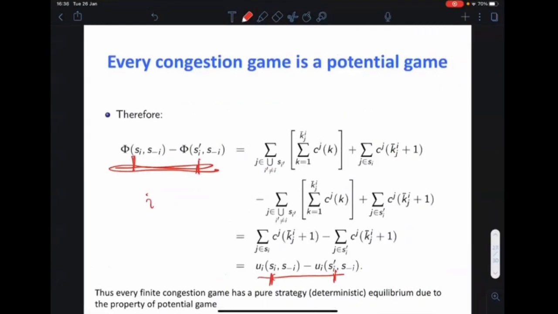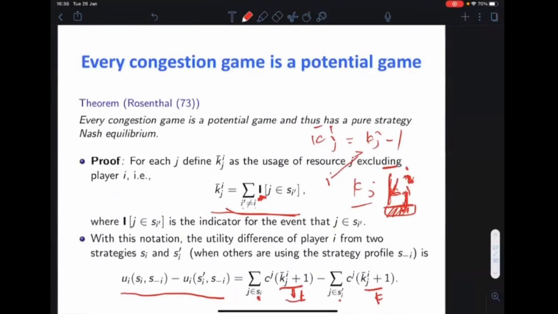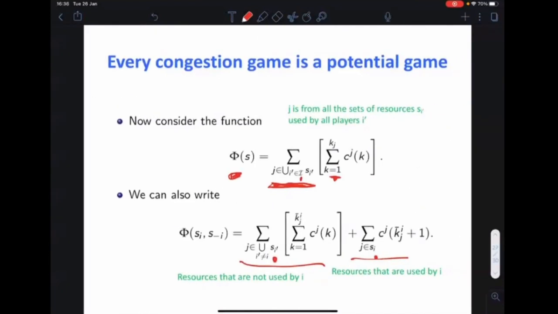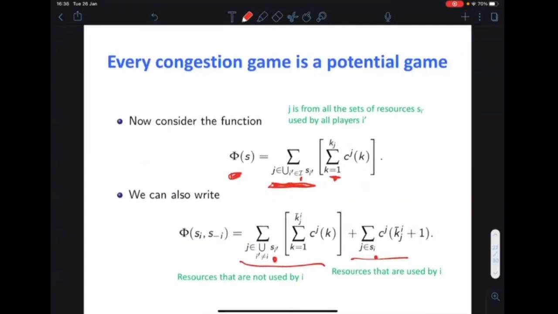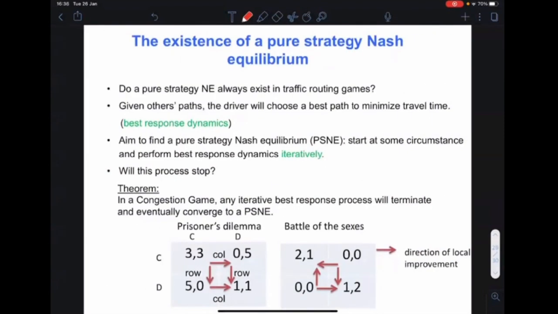Once it's split into two, and when you add this S_i prime into it, you can say this is actually the same, and this two minus this two is really equivalent to the utility difference that we just defined. Therefore it proves that the congestion game is indeed a potential game. And then it has all the nice properties of a potential game. For example, it is always guaranteed to have a pure strategy Nash equilibrium. Okay, so that's the proof.